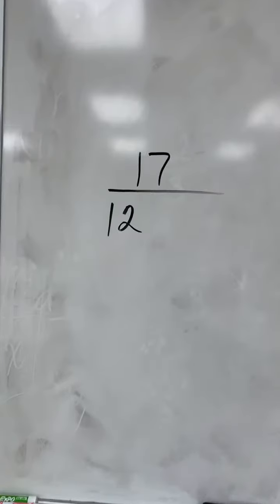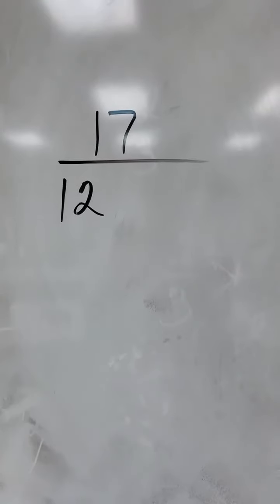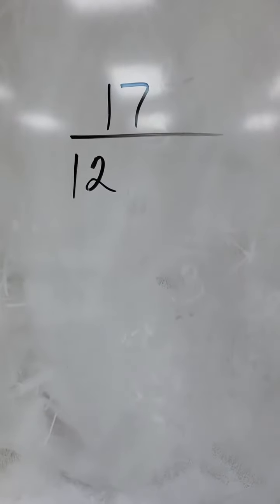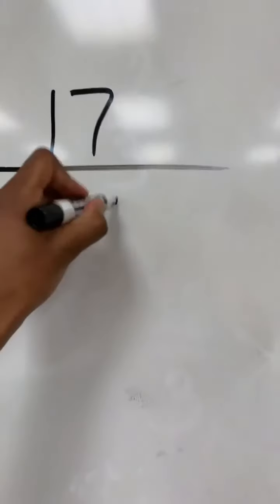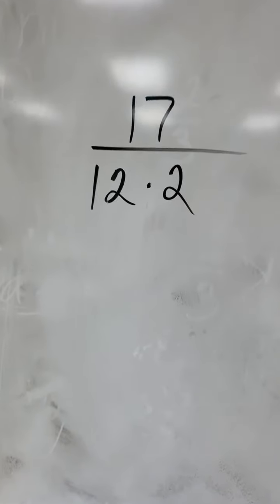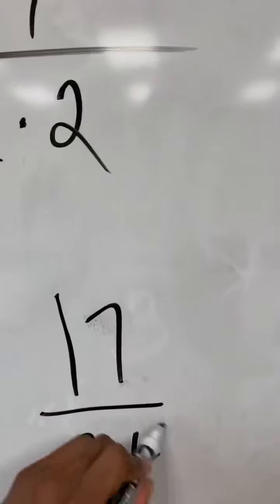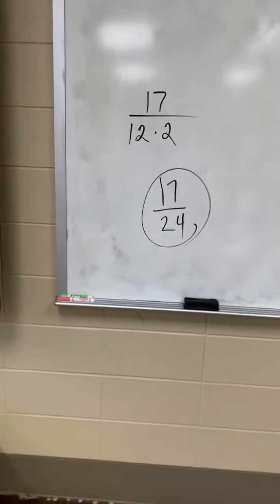I have a 17 over 12. If you're dealing with a fraction, dividing by 2 basically means you just have to double your denominator. Double the denominator, that is dividing by 2. So I can just double that one, and that's the same thing as dividing everything by 2. So what we're looking at really is 17 over 24. 17 over 24 is exactly in the middle.